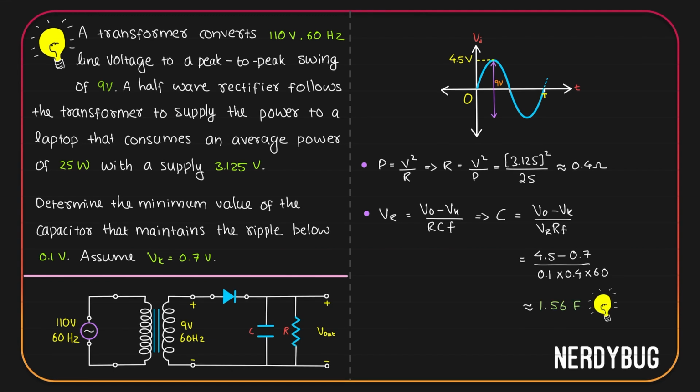To keep the ripple below 0.1 volt, we have to use a capacitor with capacitance greater than 1.56 farad. This is actually a very huge value for a capacitor. We usually take it in microfarads. So when this happens, the designer might have to make a choice whether to compromise on ripple to reduce the costs or stick with a larger capacitance for a cleaner output. It all comes down to the specific priorities of the design.